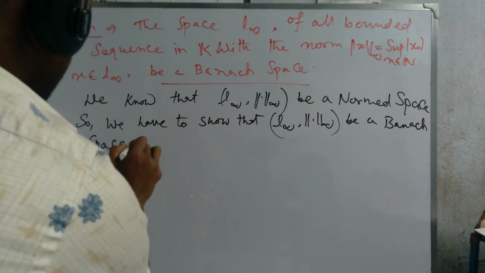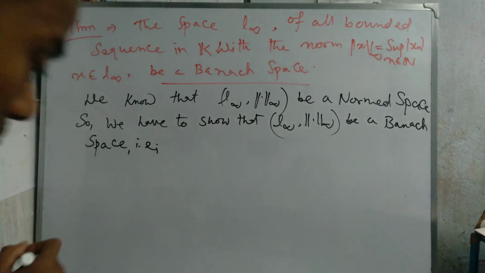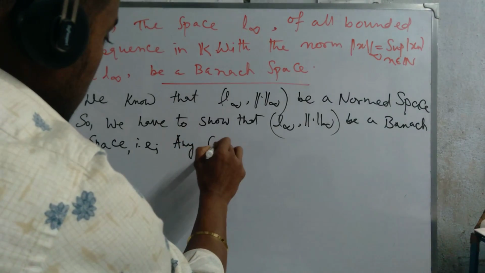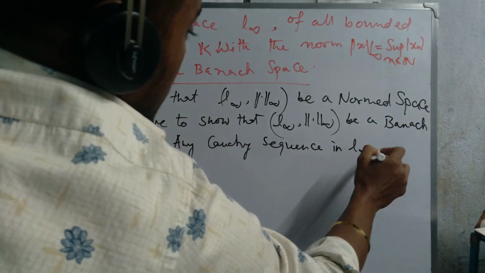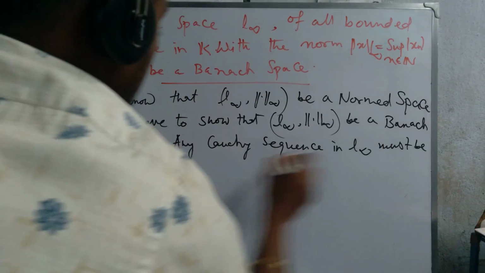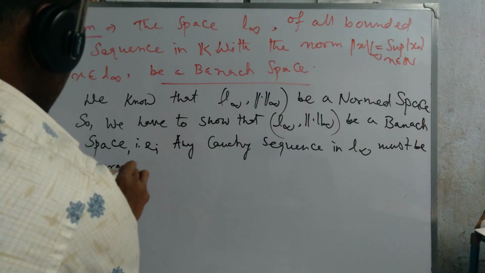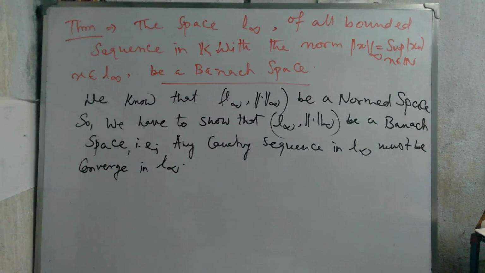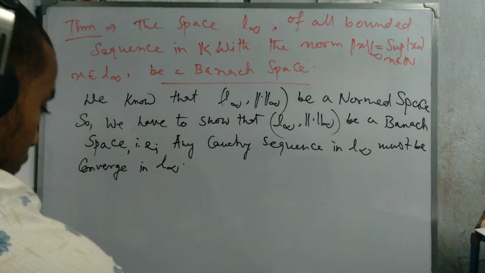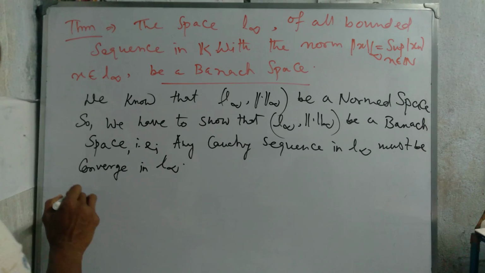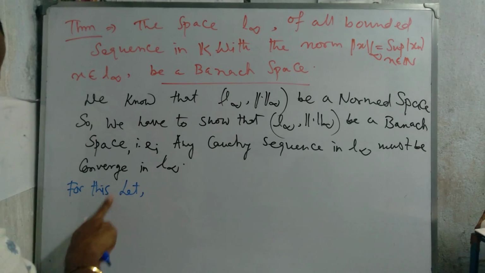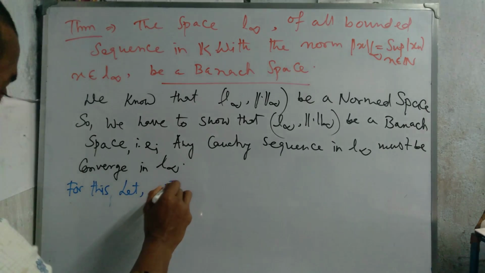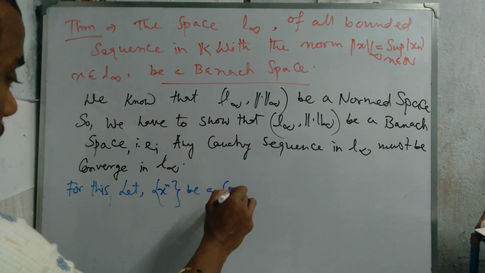So how we show that is: any Cauchy sequence in L infinity must converge in L infinity. We have to prove that. Okay, so how we prove this? To prove this easily, let x_n be a Cauchy sequence.